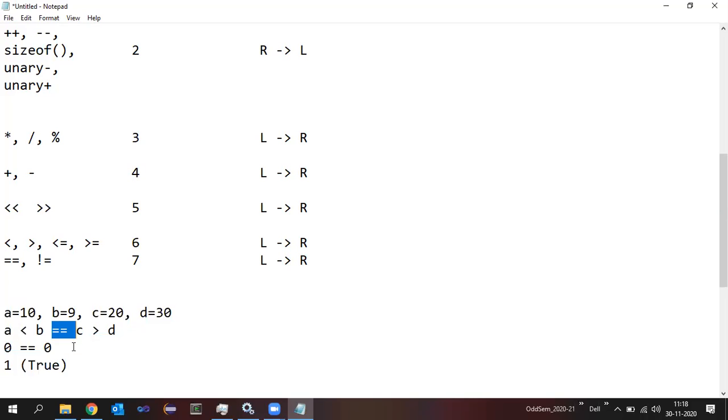This type of operation is very rare to happen. Now, the next set of operators.